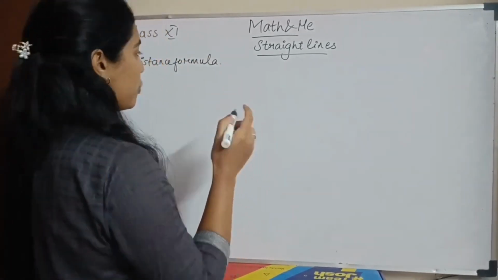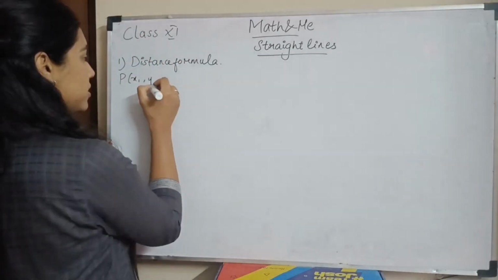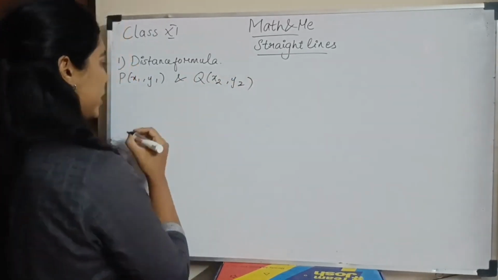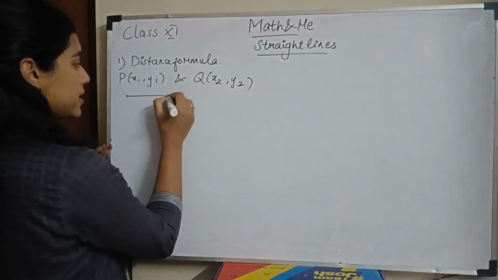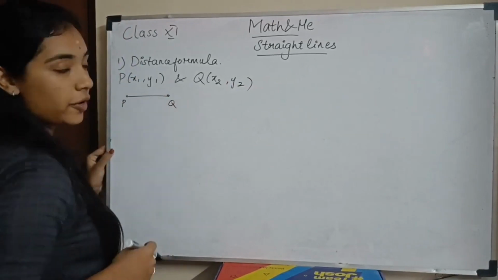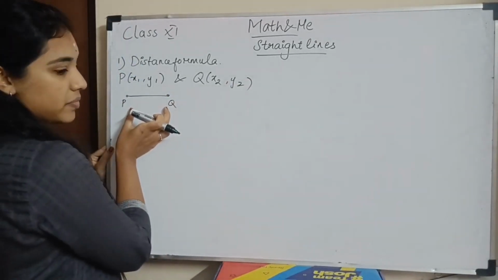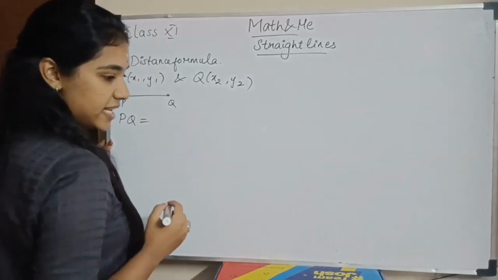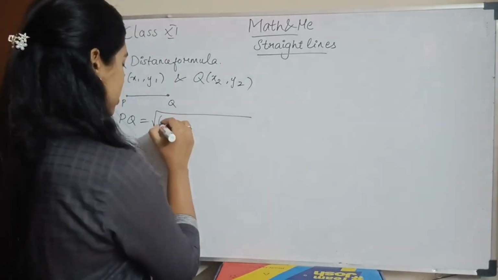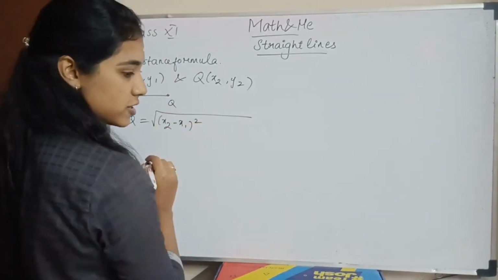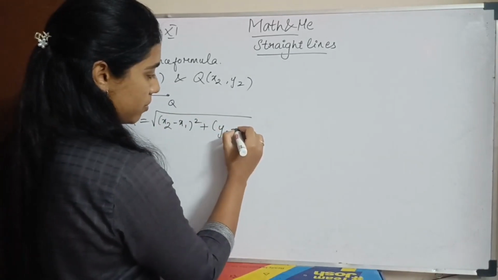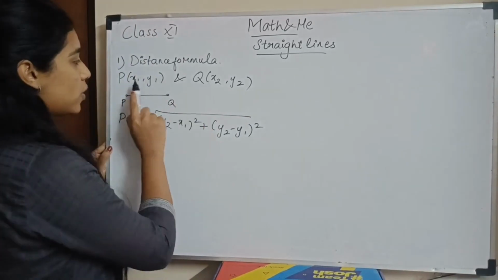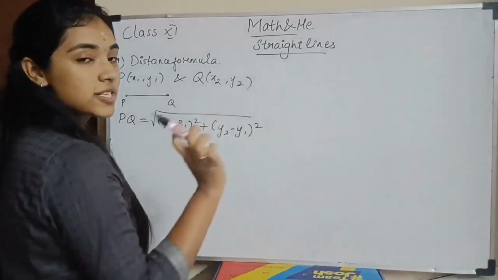When you have 2 points, P of x1, y1 and Q of x2, y2, the distance between them, the distance PQ, is given as PQ is equal to square root of x2 minus x1 the whole square plus y2 minus y1 the whole square. Basically, it is the subtraction of the x coordinates and the y coordinates in the square root.